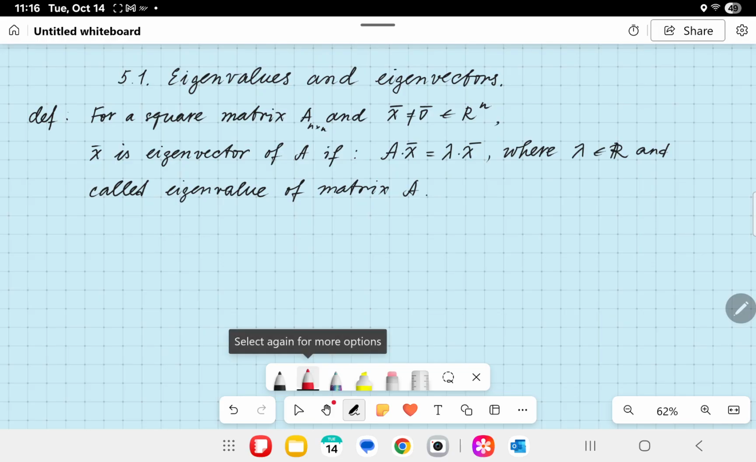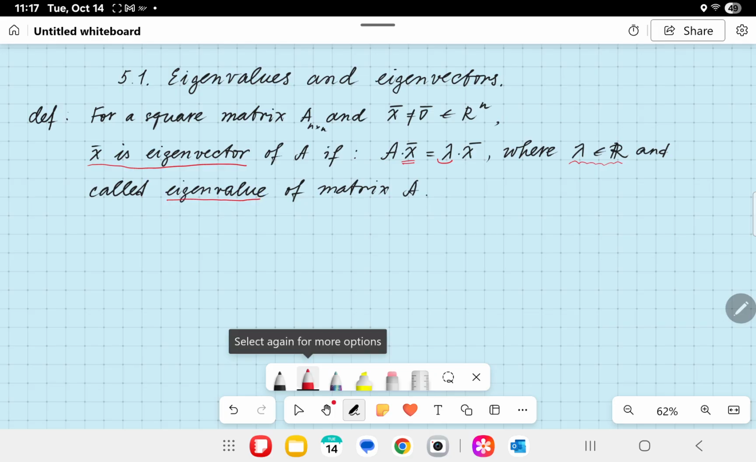The definition tells us, consider a square matrix A with size n by n, and consider some vector x which belongs to n-dimensional space. If you multiply matrix A by vector x, and the result is proportional to the same vector x, where the coefficient of proportionality is just a real number, then we are going to call this vector x an eigenvector of matrix A. And the value lambda we are going to call an eigenvalue.